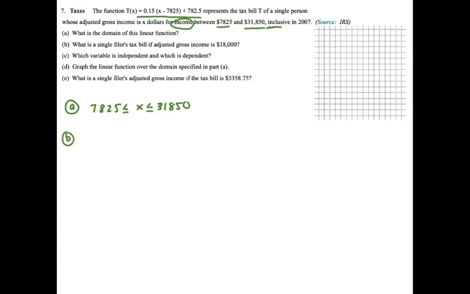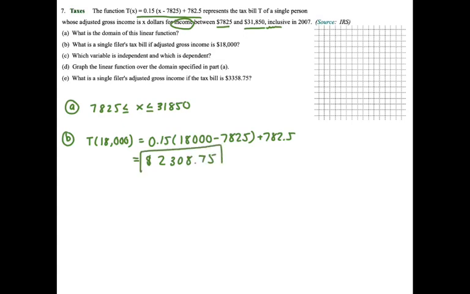Part B asks us what a single person's tax bill is if their income is $18,000 for the year. So all we're going to do is take a calculator and plug in 18,000 as x in this equation, and then we're going to solve. So when I plug in 18,000 here, we should get something like $2,308.75. The only thing you have to really worry about here is that you're rounding correctly. We're representing money, so it's 2 decimal places. Okay, so somebody that makes $18,000 a year owes $2,308.75 in taxes.